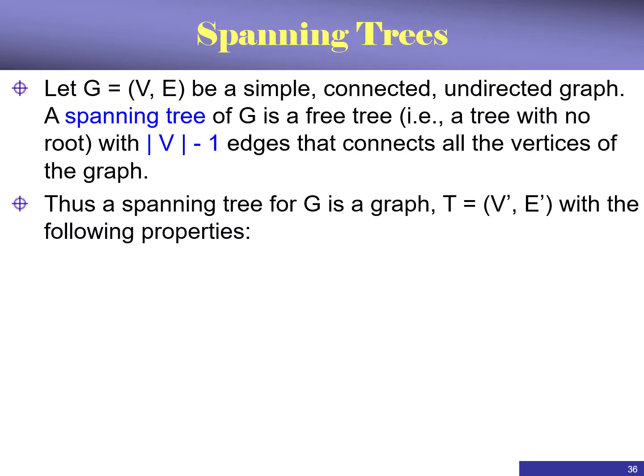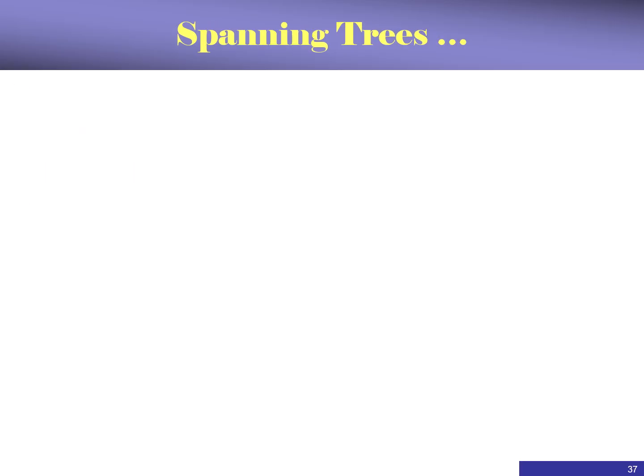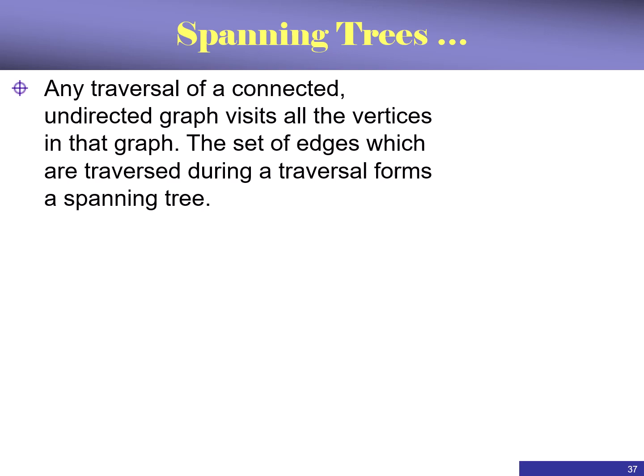So a spanning tree for a graph with the following properties. So what are the following properties? It's connected. I should not have a cycle. Acyclic means it should not have a cycle.